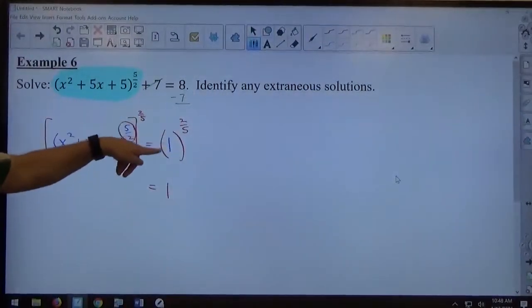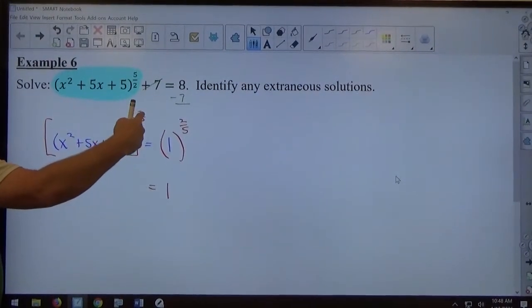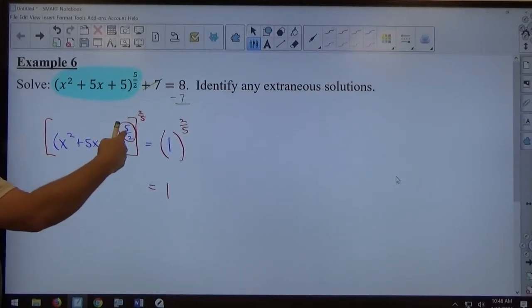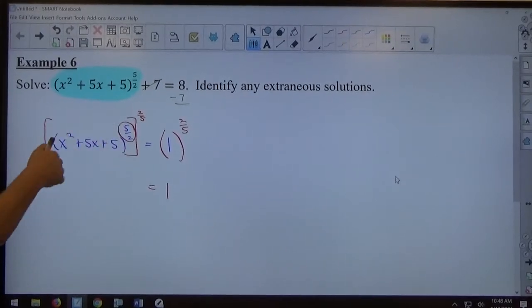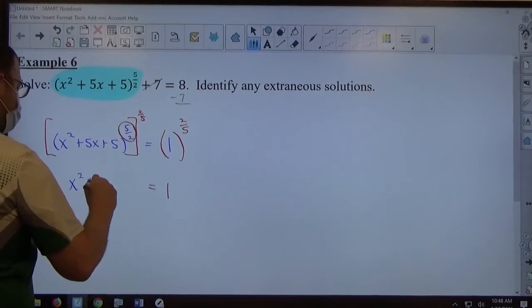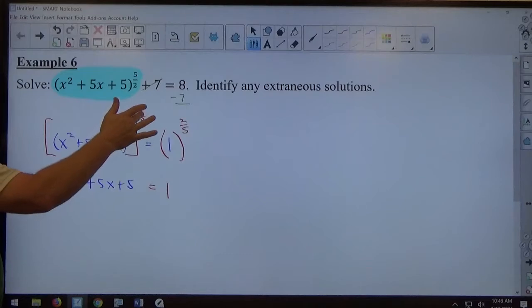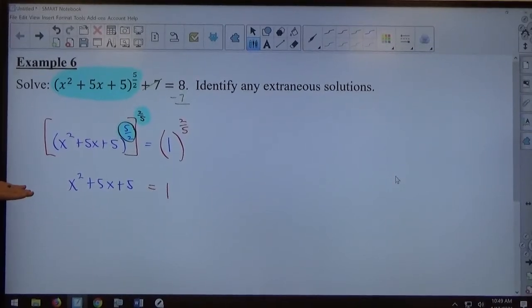So 1 to the 2/5 again equals 1. When you take a power to its reciprocal power, the rule says base stays the same, this times this. Well, 5 halves times 2/5 equals 1. So we get this whole thing to the first power, better known as x squared plus 5x plus 5. In essence, the power and its reciprocal undo each other, leaving us with the inside bit. So just with radicals, this side with the ugliness is pretty simple to deal with.